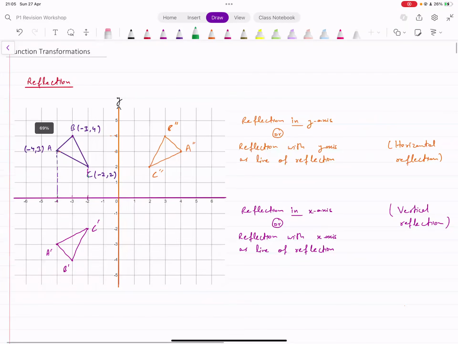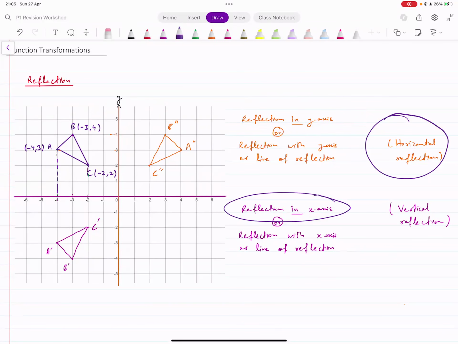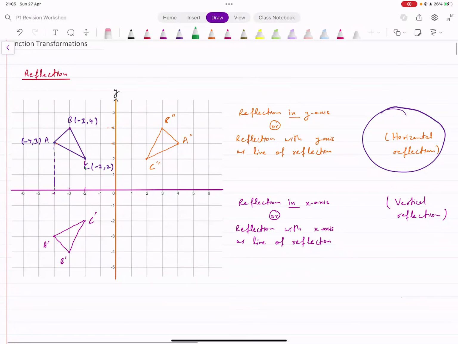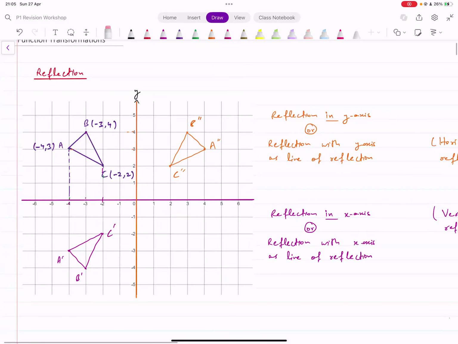Now, when it's reflection in y-axis, what happens is, if you've got this original figure, and that gets reflected to this, the movement of the points is horizontal, right? If the movement is horizontal, we call this horizontal reflection. When it's reflection in x-axis, the movement of these points is vertical, so we say this is a vertical reflection. So reflection in y-axis, we will be calling horizontal reflection. Reflection in x-axis, we'll be calling vertical reflection, because horizontal reflection means the direction in which you've got the points moving.